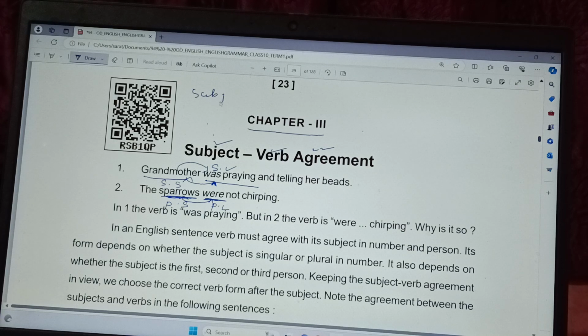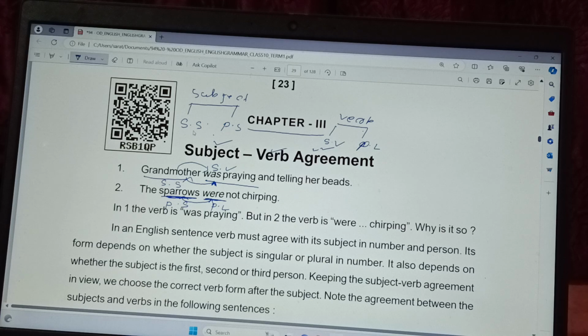Subject. There are two types of subject. One is singular subject, and the other is plural subject. Like that, guys, verb is also of two types. One is singular verb, and another one is plural verb.